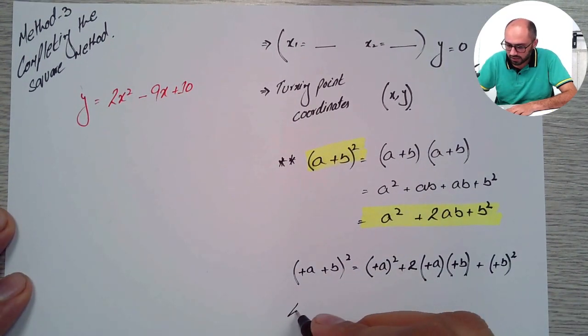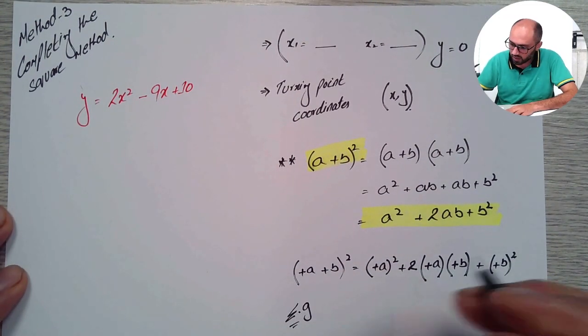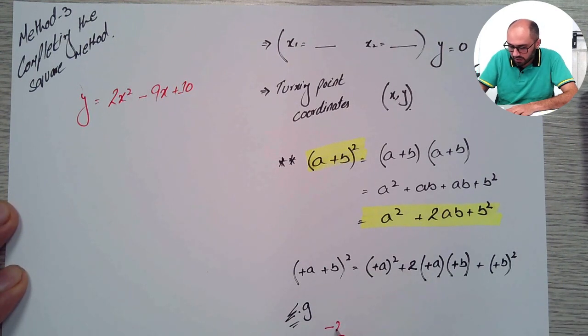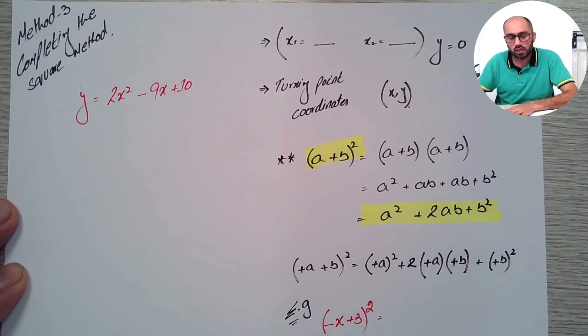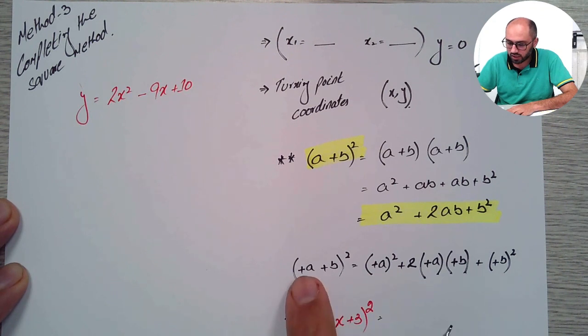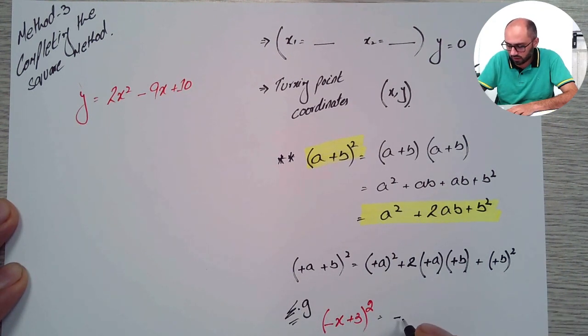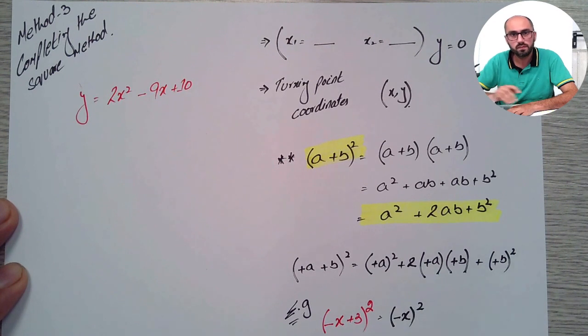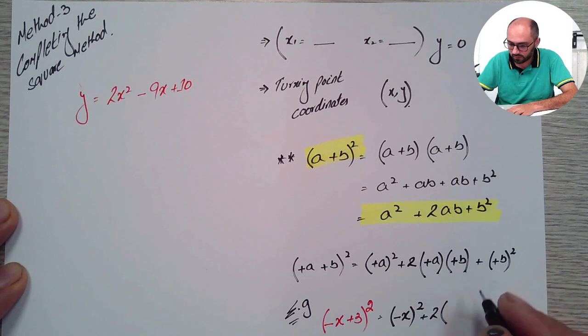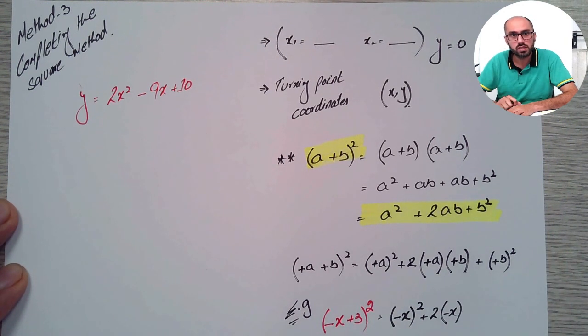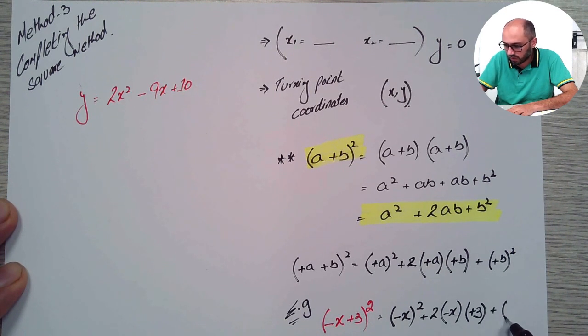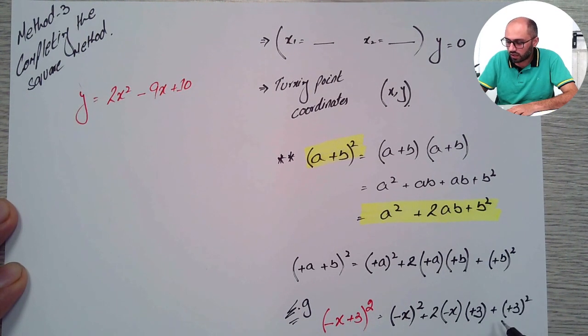Let's consider an example on this. Our example says expand minus x plus 3 whole squared. So I'm going to use this method. What I will do is I will write down square of the first term. Instead of a, I have minus x here. So I'll write down minus x to the power of 2 plus 2, the first term, which is minus x, times the second term, which is plus 3, and then I will add square of the second term.